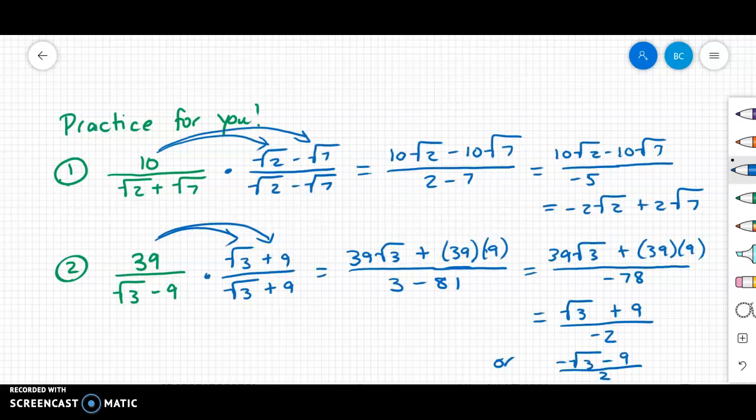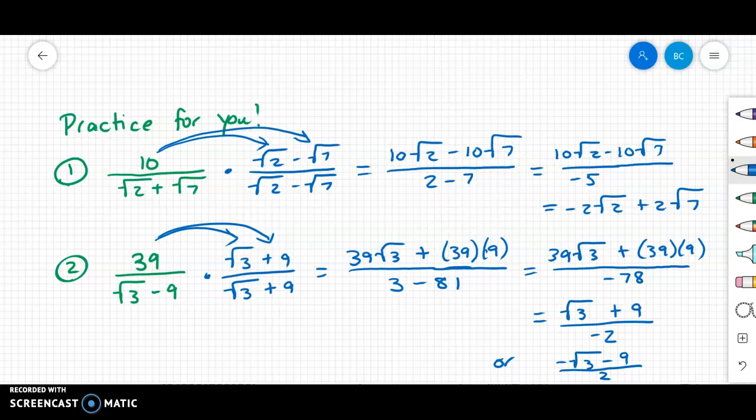All right, on the first problem, my conjugate, again, is going to be the exact same terms with the opposite operation, so it's the square root of 2 minus the square root of 7. Notice that in the denominator, when I multiply negative 2 times, square root of 2 times square root of 2, I'm going to get 2. Square root of 7 times square root of 7, I'm going to get 7. So that's going to be negative 5.